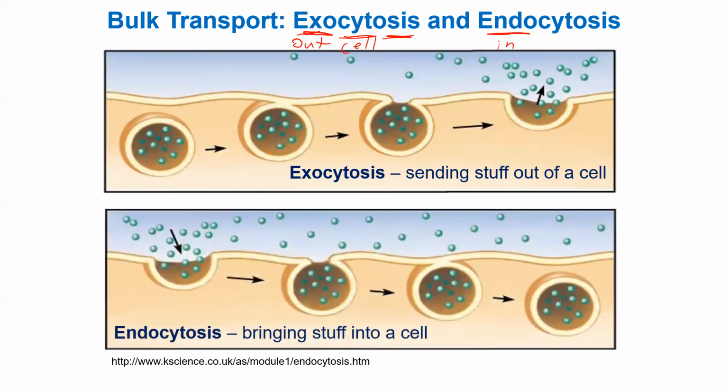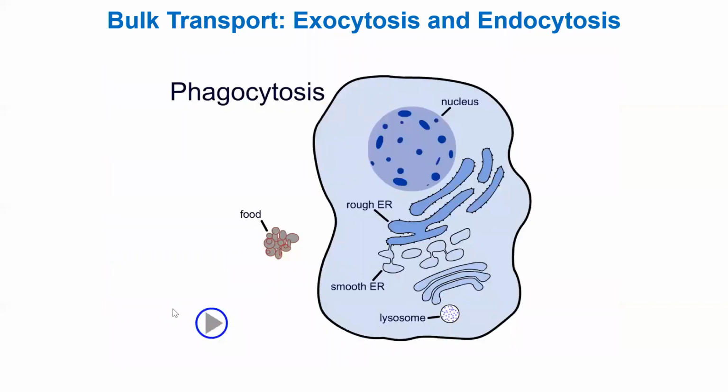Endocytosis, on the other hand, is basically the exact opposite. So in that case, the plasma membrane makes an invagination or a hole or a pocket or whatever you want to call it, and it surrounds some food or something else and brings it in the cell and keeps it inside a little membrane pocket. So let's take a look at these in a bit more detail.